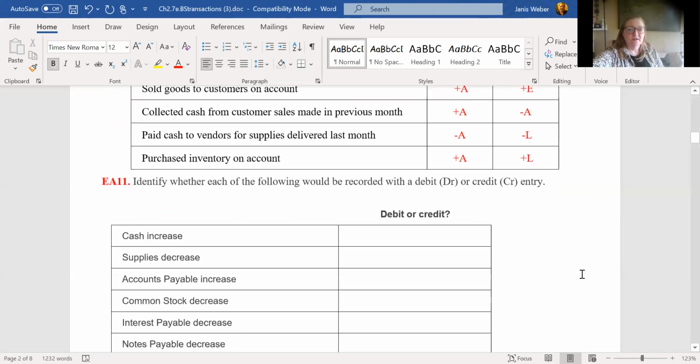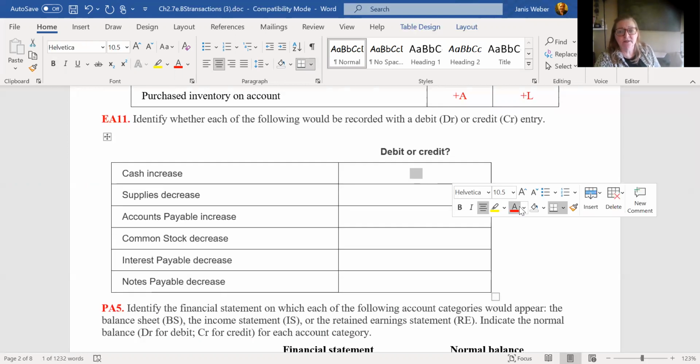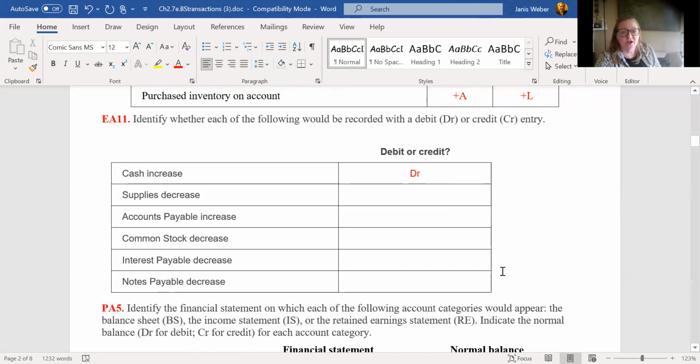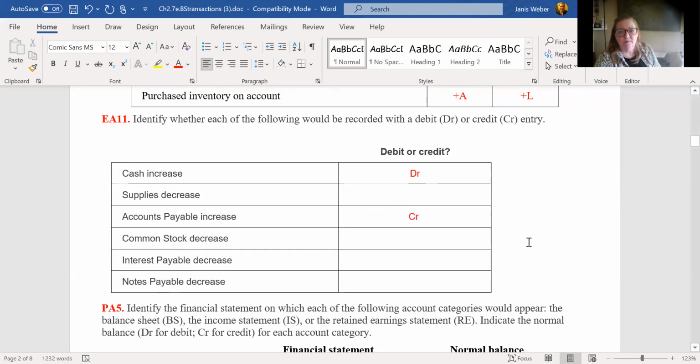Okay. Now the next one, identify whether each of these would be recorded with a debit or a credit. A cash increase. Okay, so a cash increase would be a debit because a normal balance for cash is a debit. Let's look at only the increased ones first. Accounts payable is an increase. So we would increase accounts payable with a credit because liabilities, normal balance is a credit, and that's how they increase. Now, all the rest of these are decreases.